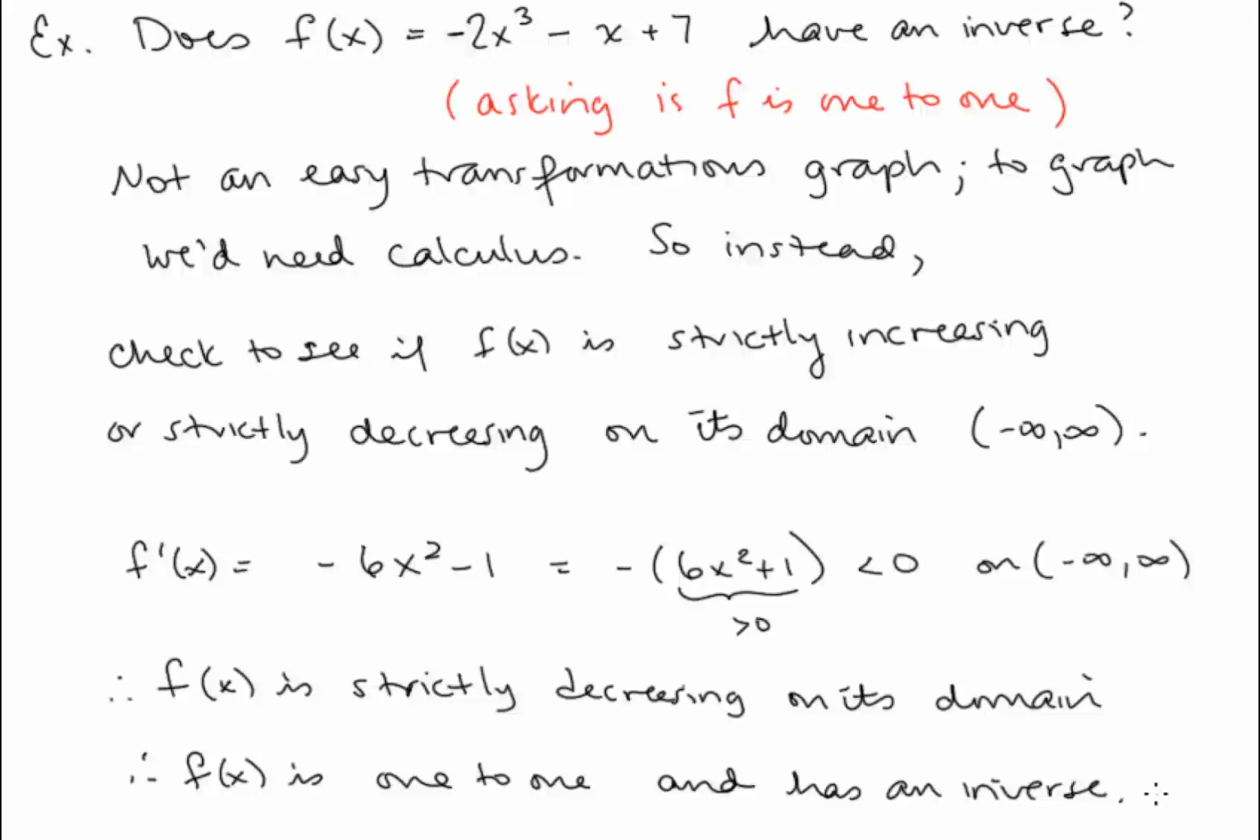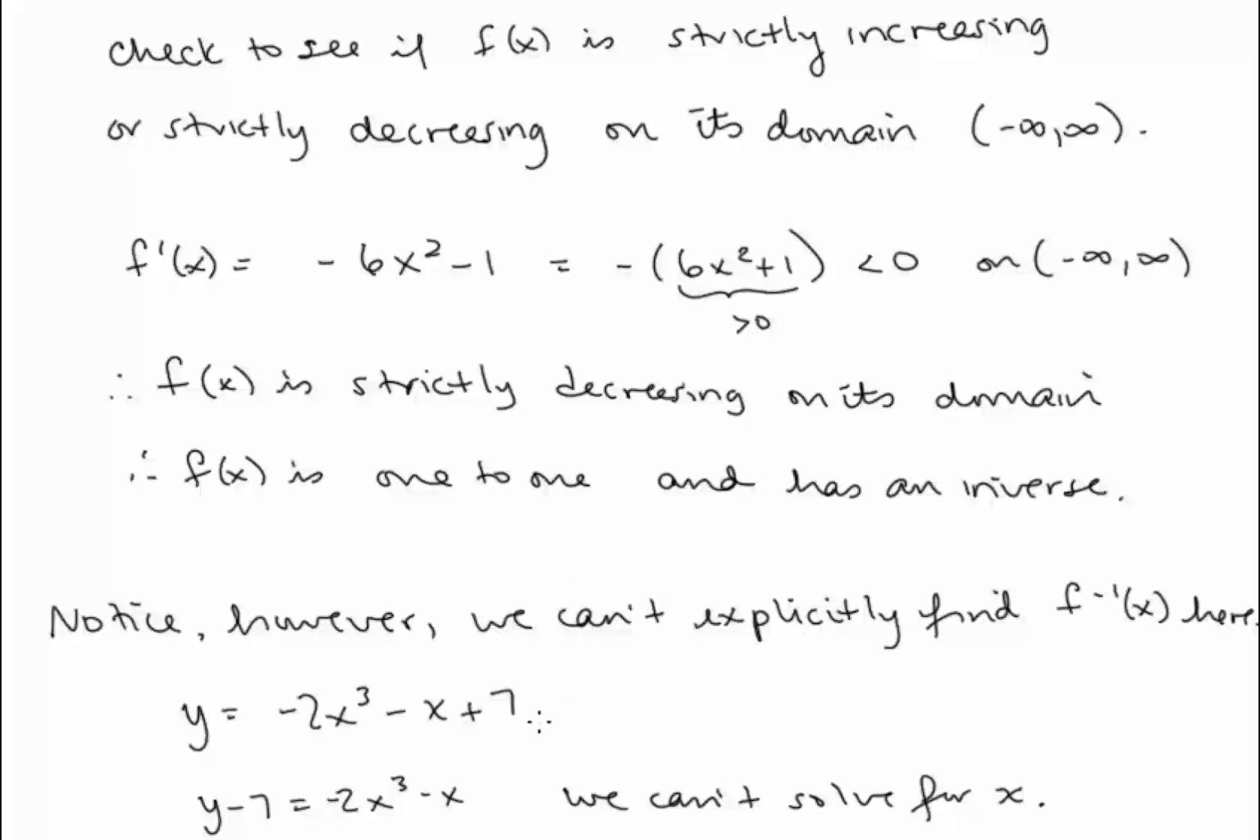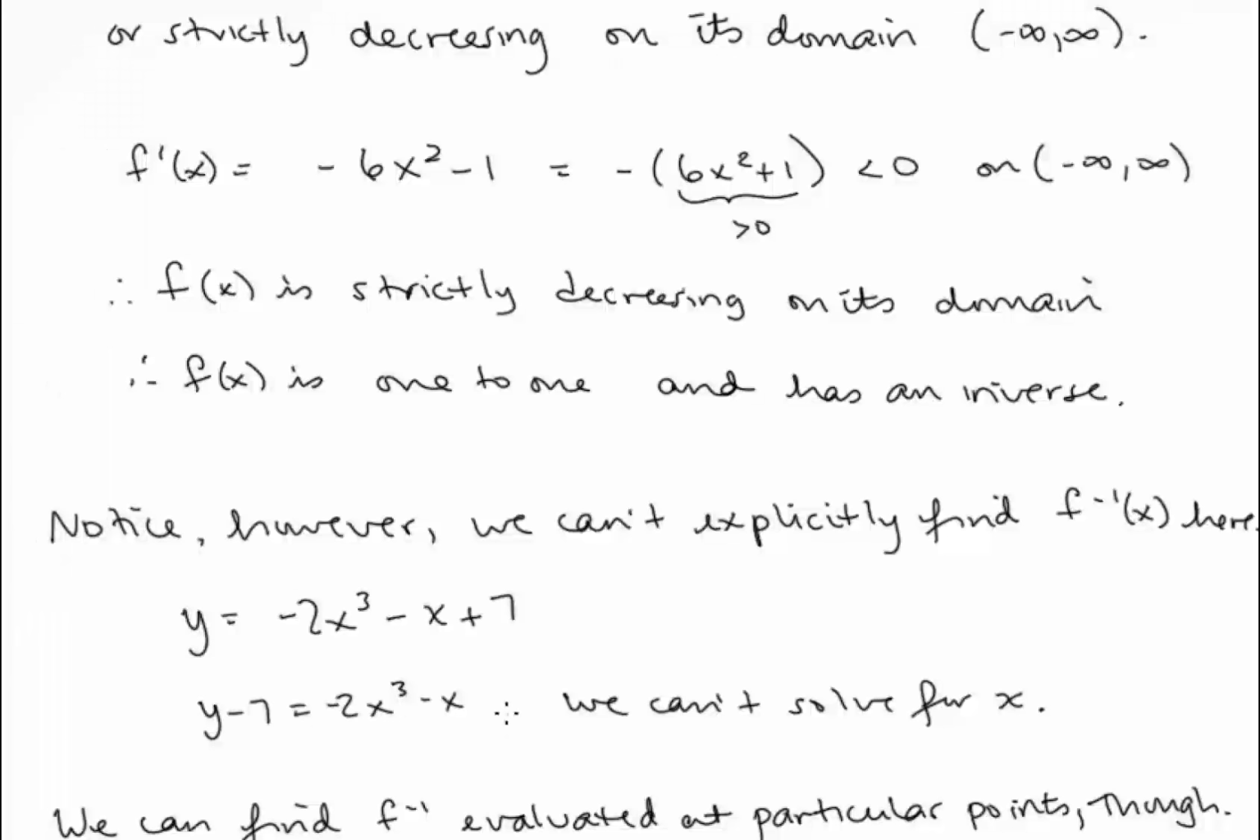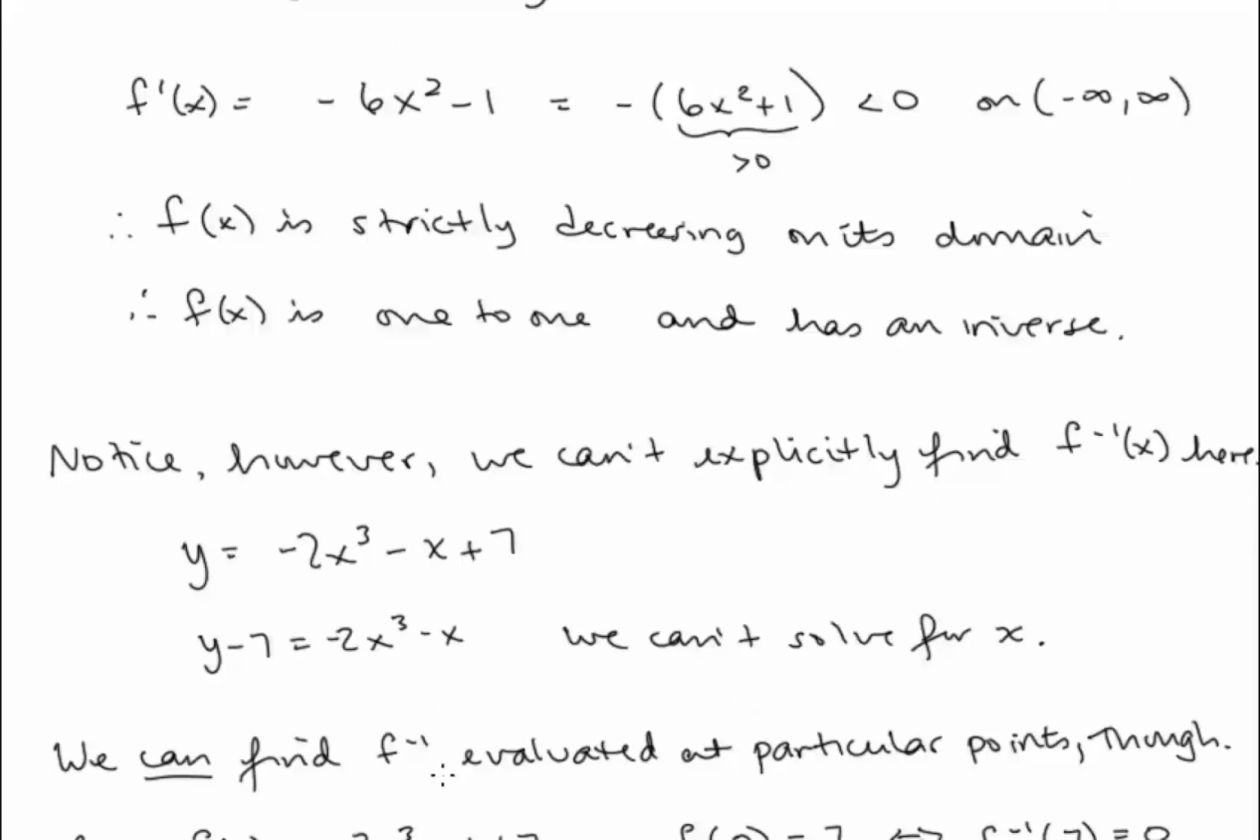But notice, if we were going to try to solve for the inverse function, we would have to solve this equation for x. To find the inverse function, we set y equal to this function, we solve for x, and then switch x and y and continue, but we can't solve for x here. So we can't explicitly find f inverse here. We can, however, find f inverse evaluated at particular points.